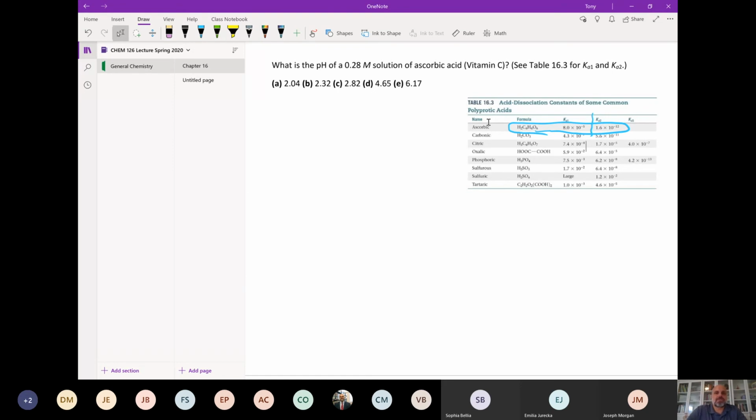Once you get your answer, A, B, C, D, or E, please type it in the text box. Tell me what you've got. This might be the easy way to go. See if we get a consensus.